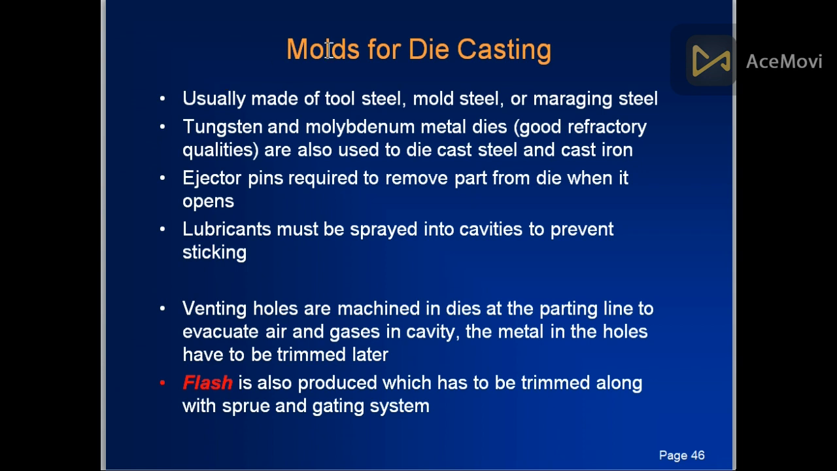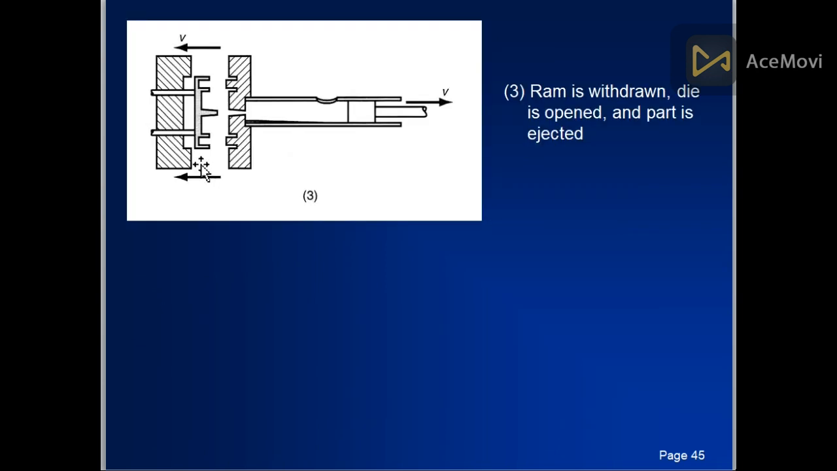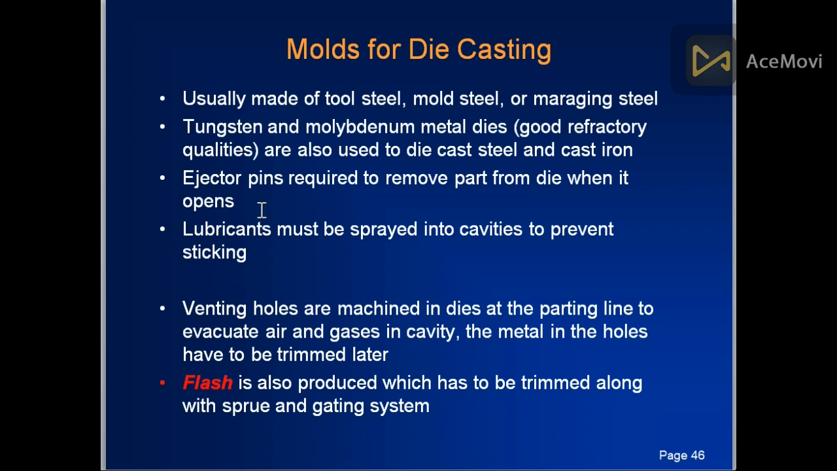Molds for die casting are usually made of tool steel, mold steel, or maraging steel. Tungsten and molybdenum dies have good refractory qualities, so they are also used for die casting. Ejector pins are required to remove the part from the die when it opens. Just as you see here, there are some pins, and you cannot see them here because there are no pins. You can see in further.